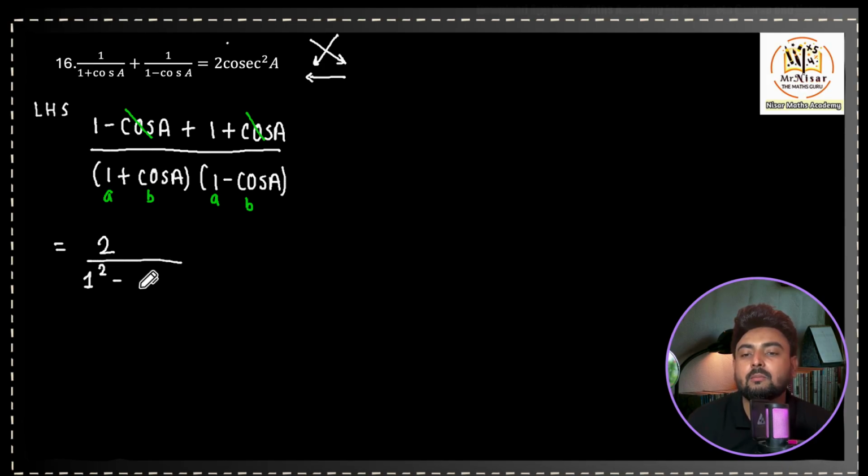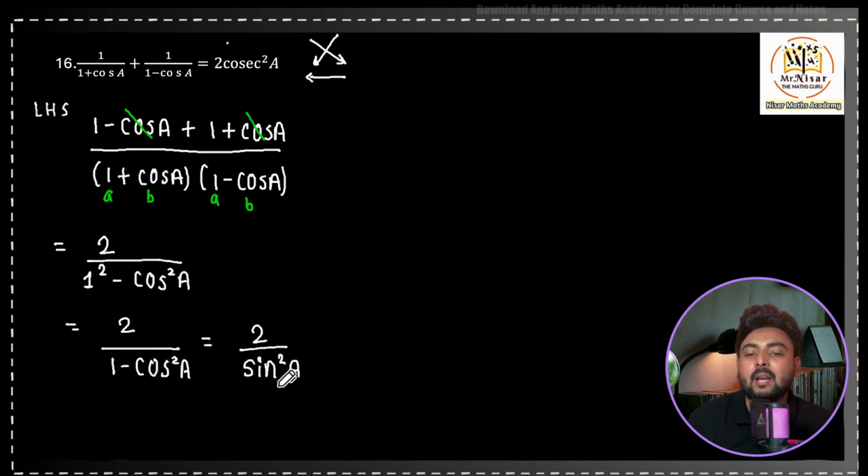So 1 square minus cos square a. So can I write here 2 upon 1 square is 1 and 1 minus cos square a. 1 minus cos square becomes what? 1 minus cos square becomes sine square. So 2 upon sine square a, and 2 by sine square means it is 1 by sine square, and sine is the reciprocal of cosec. So I can write it as 2 cosec square a.